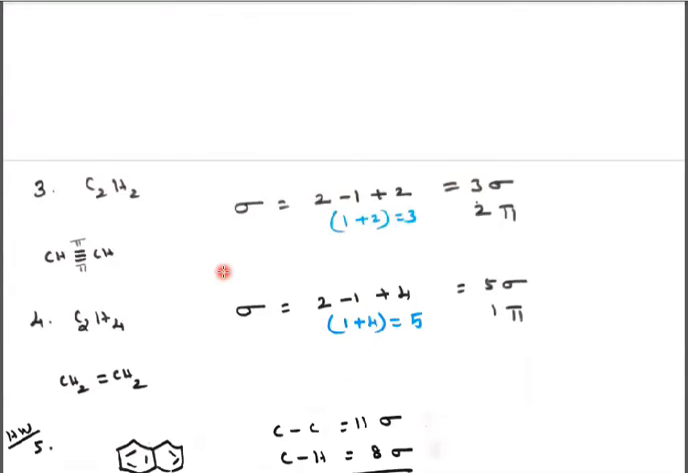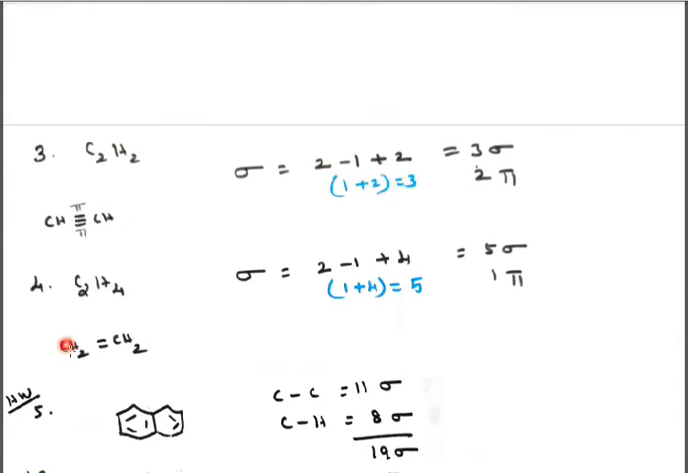Let us see another example. C2H2. CH triple bond CH, acetylene. So here in acetylene, for sigma, how many carbon atoms? 2 carbon, 1, 2. 2 minus 1. Plus other than carbon, how many atoms? 2 hydrogen is there, plus 2. So 2 minus 1, 1 plus 2, 3. So 3 sigma bonds. If it is a triple bond, I told you 2 pi bonds. So here 1 sigma bond, top 1 pi bond and bottom 1 pi bond. Totally 2 pi bonds. 3 sigma bonds and 2 pi bonds.